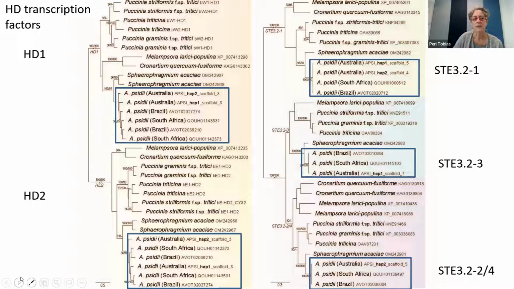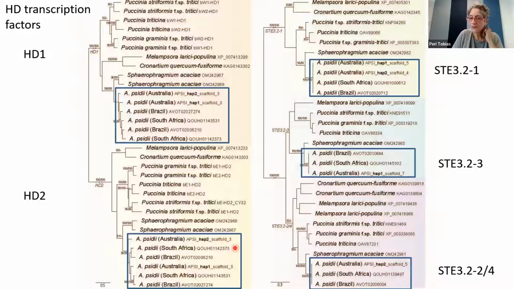What we found was that there are 2 homeodomain genes that are linked, and there are 2 copies, one HD1 gene on scaffold 3 in one genome, and one on scaffold 3 in the other genome. We find a similar pattern in the Brazil and the South African strains. And these are very diverse. So there's a lot of variation between these 2 haploid genomes within the same species. And the same for the homeodomain 2 locus.